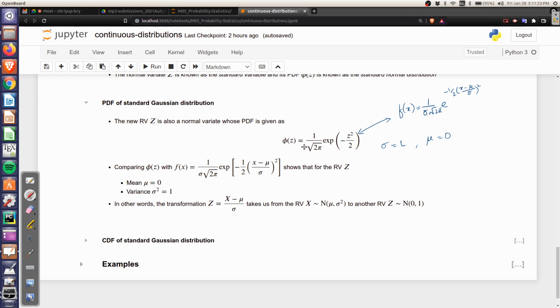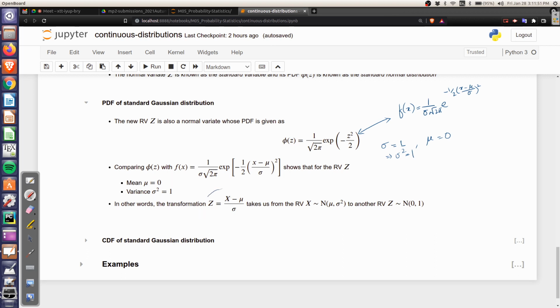Okay. So you have 1 by, there is supposed to be a sigma here, and there is supposed to be a sigma here, in the e to the power whatever it is. There is no sigma, that means sigma must be equal to 1. And you are not subtracting anything from z, that means you are subtracting 0, that means mu is equal to 0. So if you compare this, then the random variable z has a mean of 0 and a variance sigma squared equal to 1, it means sigma square is also equal to 1, so variance is 1.